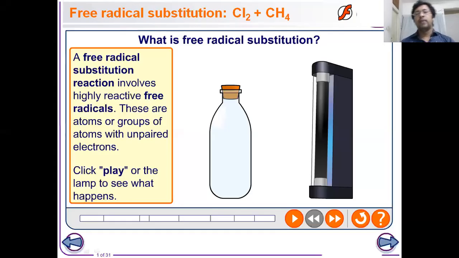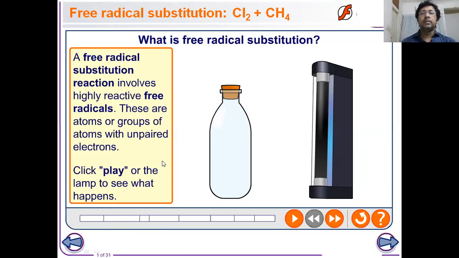Well, in this class, I'm going to discuss 4 different mechanisms which are included in the Cambridge AS level syllabus. These 4 different mechanisms are free radical substitution, electrophilic addition, nucleophilic substitution, and nucleophilic addition reaction. Let me first start with free radical substitution reactions, which will be performed by alkanes.